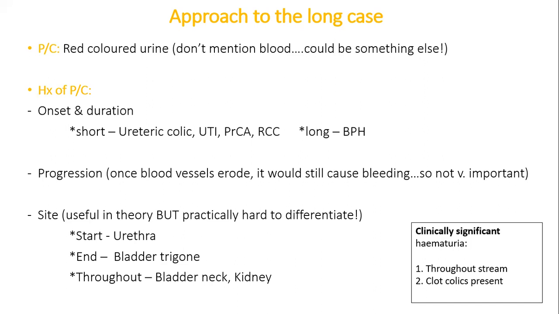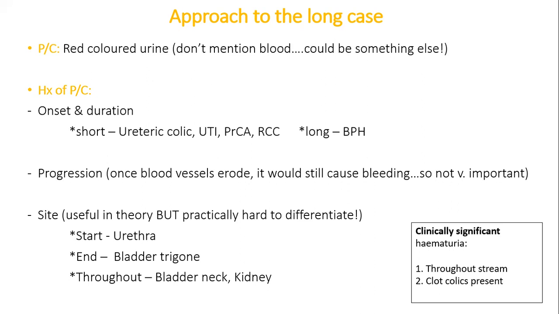So first of all, the presenting complaint. In this, never mention blood, because even though the patient himself says it, you don't always know it's definitely blood. So never mention that it's blood-stained urine in your history. Always mention red-colored urine, because there's no harm. And the examiner also knows that you actually analyzed it later in your history of presenting complaint. So just stop it there, because you never know.